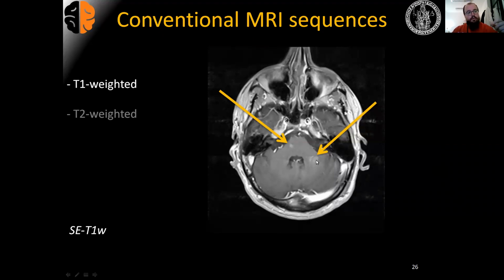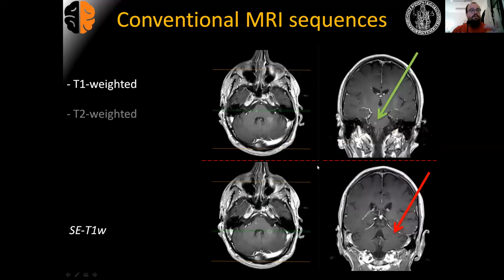You have 2 foci of possible enhancement you can see in the pons and the middle cerebellar peduncles. Which one of these is true? You can actually solve this issue by acquiring a different plane. Of course, you can see that the pontine one, so the most anterior one, is actually a real enhancement, which you can see in the green arrow, while the most posterior one, at the level of the artifacts that I showed you before, is actually not a real enhancement.